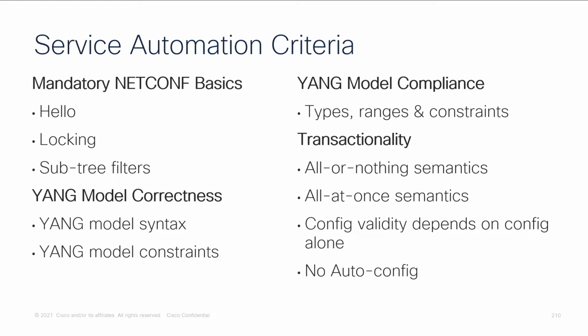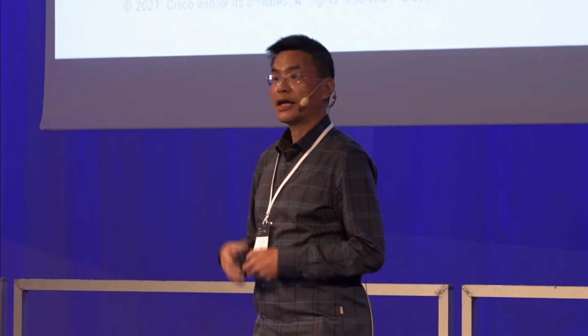Then there's transactionality, which is often the most difficult part of a NetConf implementation to get right. There's the all or nothing semantics of a transaction, meaning that only when the entire transaction of what is specified in an edit config request can be modified in a configuration data store should the transaction go through. If anything fails, if just one tiny little bit of the configuration could not be modified due to whatever reason, the entire transaction should be rolled back.